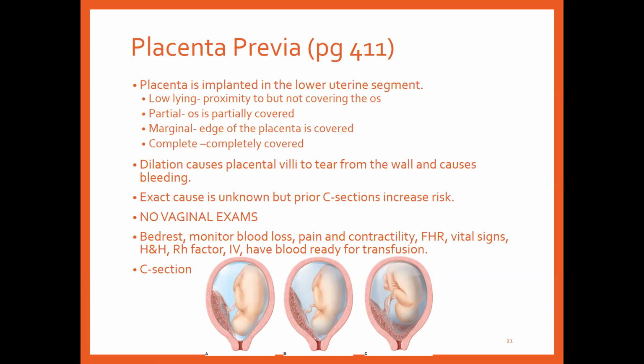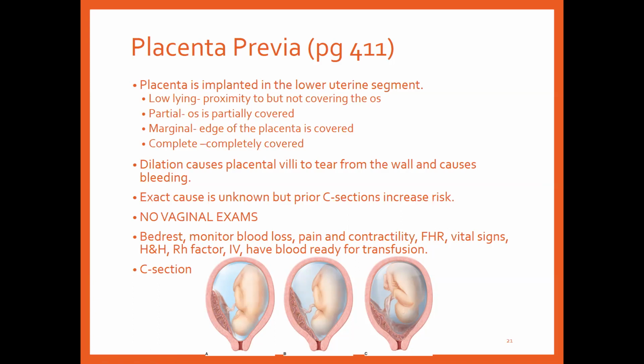It can be either low-lying, so it's close to but not covering the cervical opening. So like this one would be a low-lying placenta. It could be partial, where it's partially covering the cervical opening. You can have marginal, where the edge of the placenta is covered, and then you can have complete, where it's completely covered.